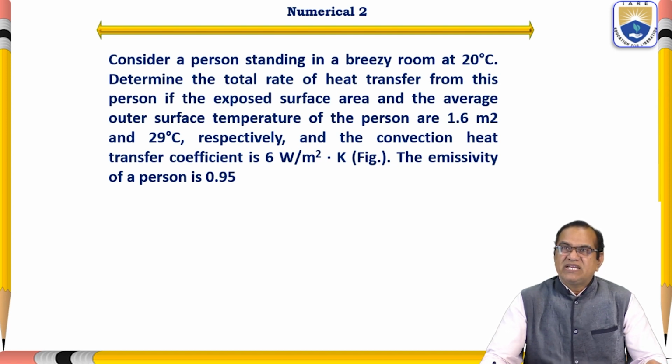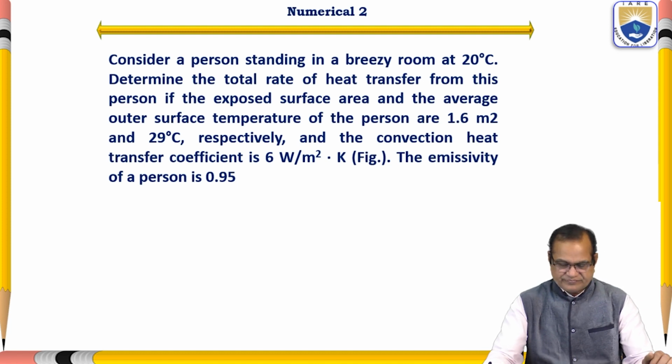Consider a person standing in a breezy room at 20 degrees centigrade. Determine the total rate of heat transfer from this person if the exposed surface area and the average outer surface temperature of the person are 1.6 meter square and 29 degrees centigrade respectively, and the convection heat transfer coefficient is 6 watt per meter square Kelvin. The emissivity of a person is 0.95.